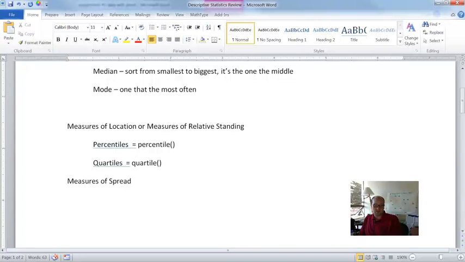All right, so those are the measures of location, measures of relative standing, measures of spread. Well, we talked about a few. We said the range. What's the range? Well, the range is just the distance from the smallest observation to the biggest.